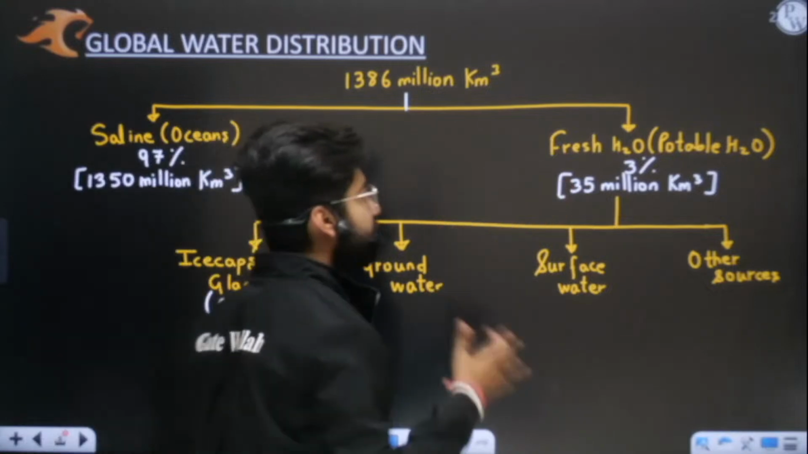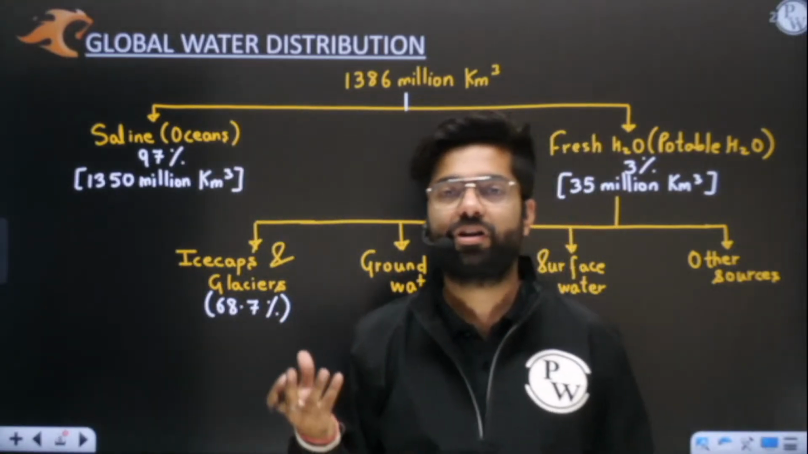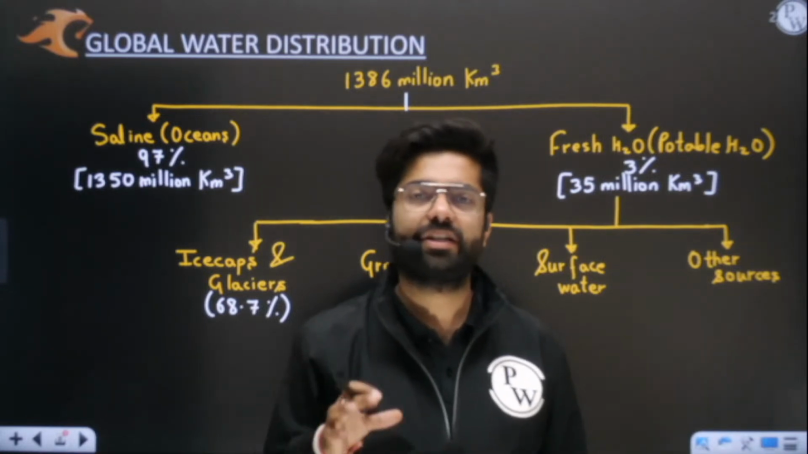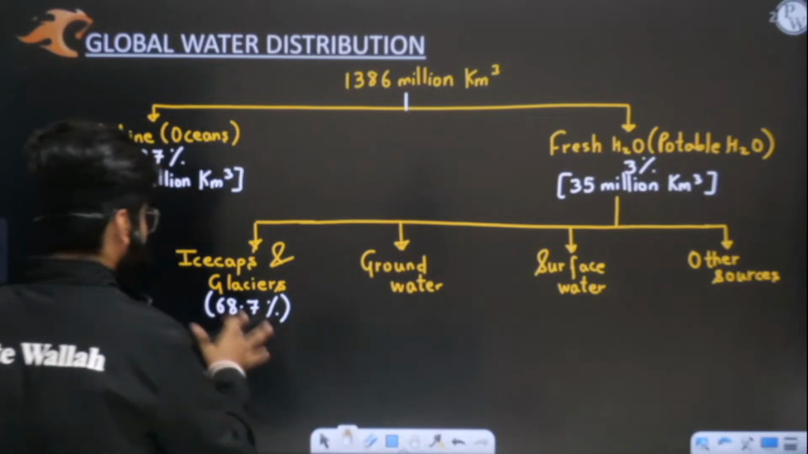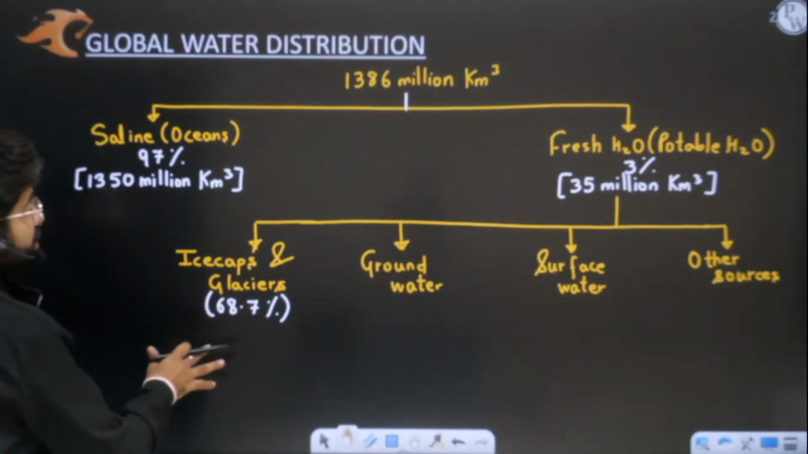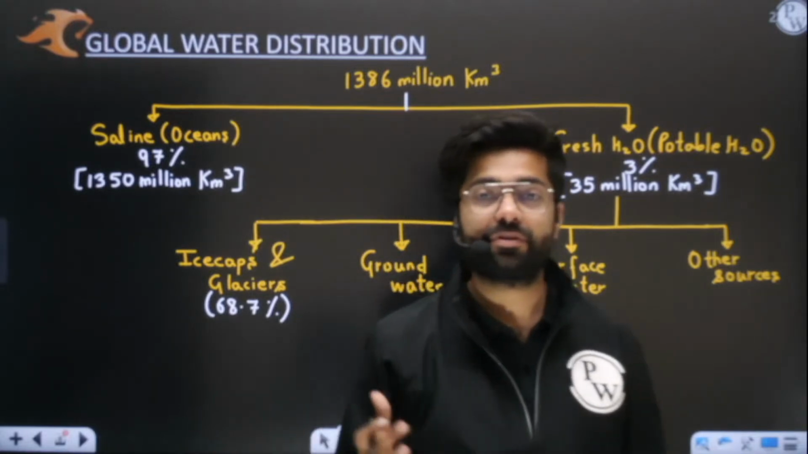Only 3% of the water on this planet is fresh water. Of the entire water we have, only 3 to 3.5% is fresh, and out of that, the majority portion, approximately 70%, is frozen. Sir, approximately 70% of fresh water is frozen.